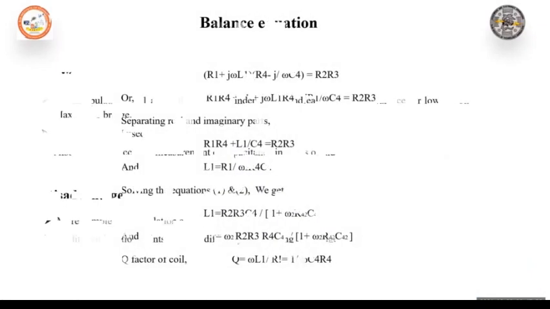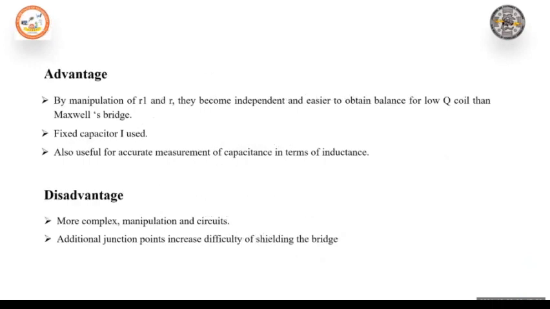Now, what are the advantages of Hay's bridge? Each and every bridge has its own merits as well as demerits. First, it is best suited for the measurement of inductance with high Q, typically greater than 10. Secondly, it gives a very simple expression for the Q factor in terms of the elements in the bridge.